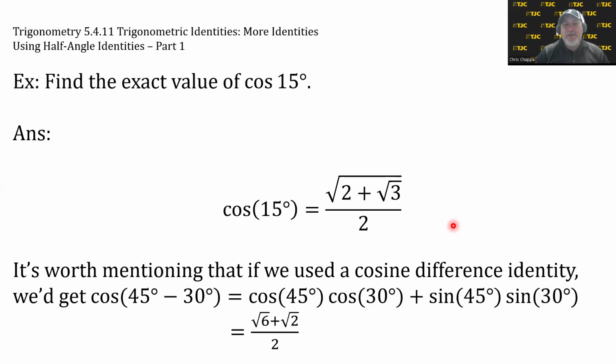Now, it is worth mentioning, as I already did, that if we used a cosine difference identity, we'd get cosine of 45 degrees minus 30 degrees equals cosine of 45 degrees times cosine of 30 degrees plus sine of 45 degrees, sine of 30 degrees. And if we substitute all the values and clean it up, we get the square root of 6 plus the square root of 2, all over 2. Clearly a different looking answer than this one.